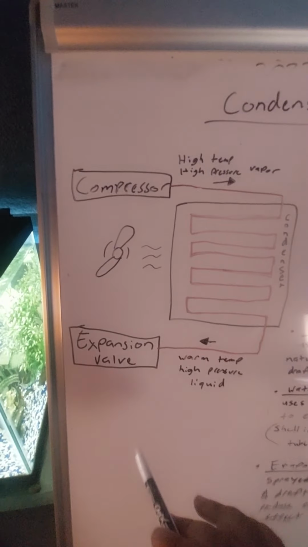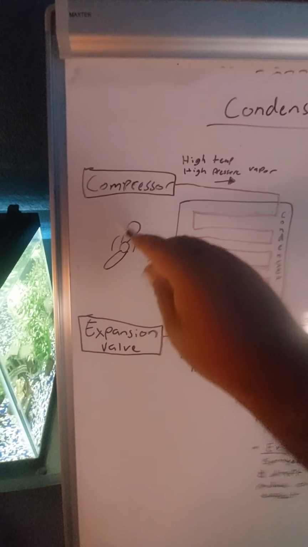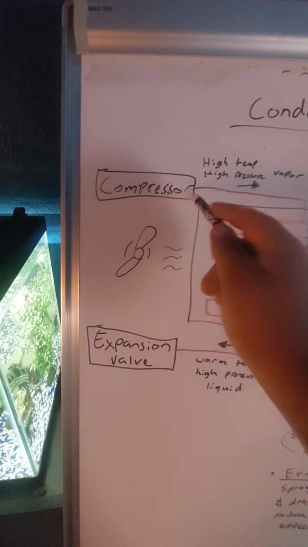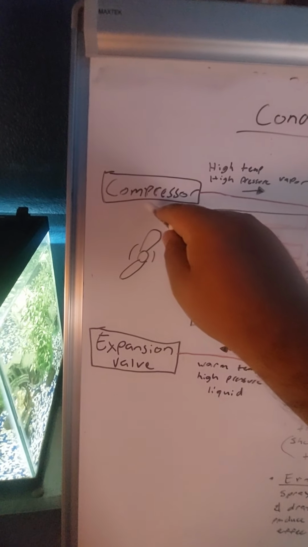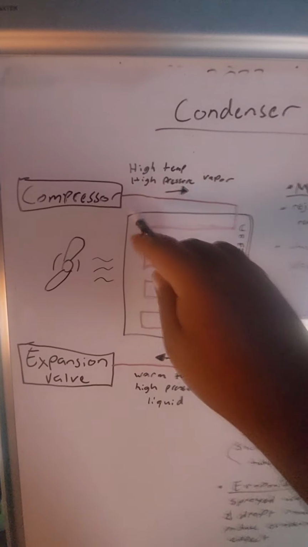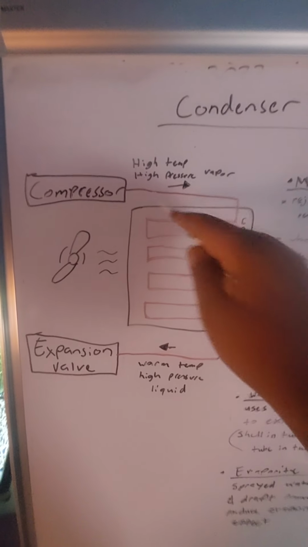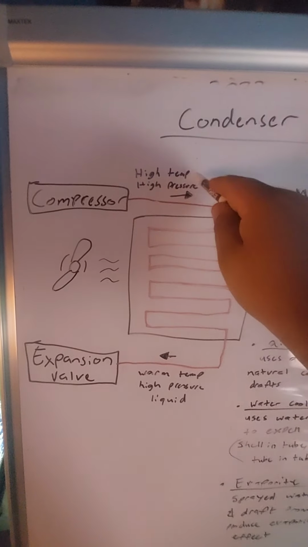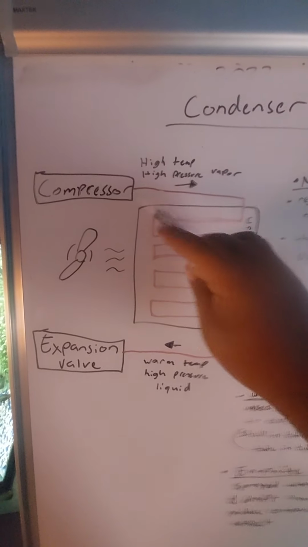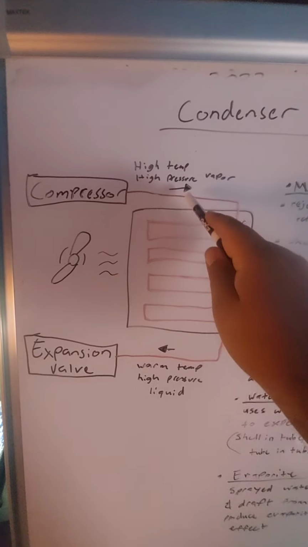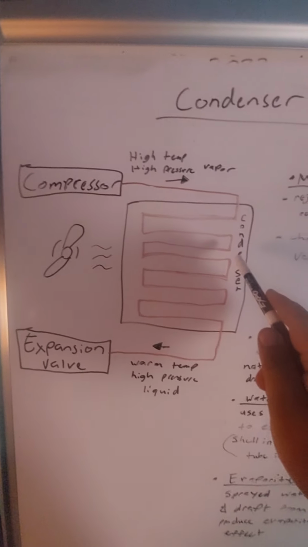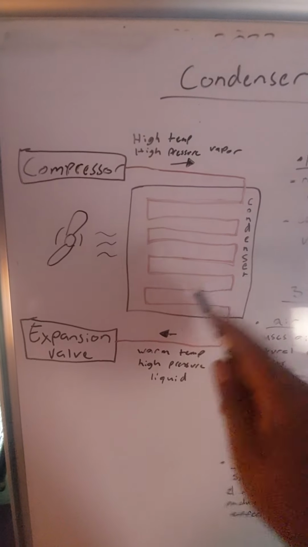We have a little diagram over here, and we have our compressor. So let's start from there. We have a refrigerant, and the compressor compresses it, and it comes out. When the refrigerant comes out of the compressor, it's a high temperature, high pressure vapor. That's the state that it's in right now. So through the liquid line, it's going to come out of the compressor, and then it's going to go into our condensing unit, and it's going to travel down.